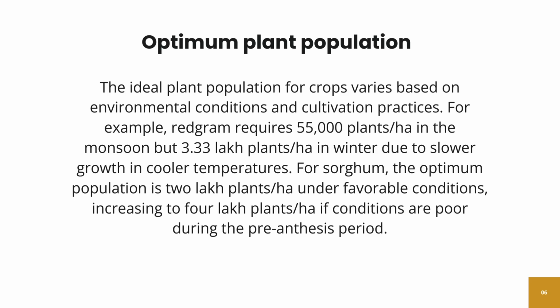Optimum plant population. The ideal plant population for crops varies based on environmental conditions and cultivation practices. For example, redgram requires 55,000 plants per hectare in the monsoon but 3.33 lakh plants per hectare in winter due to slower growth in cooler temperatures. For sorghum, the optimum population is 2 lakh plants per hectare under favorable conditions, increasing to 4 lakh plants per hectare if conditions are poor during the pre-anthesis period.